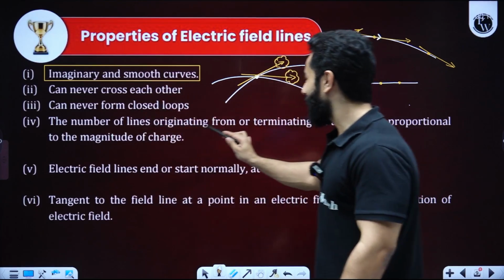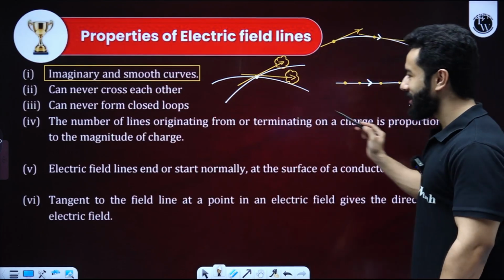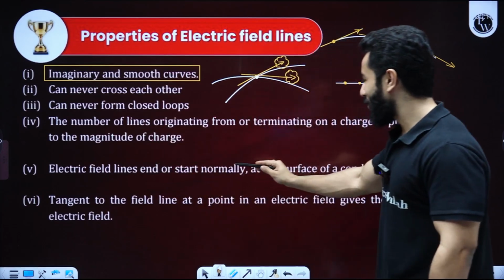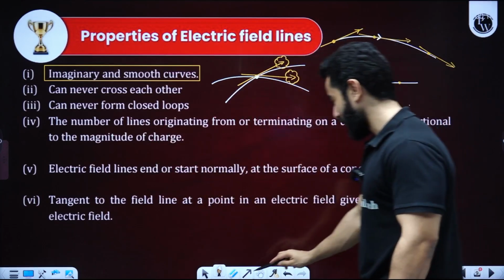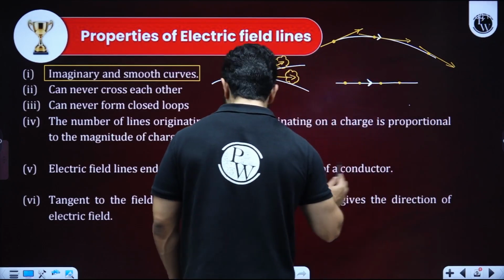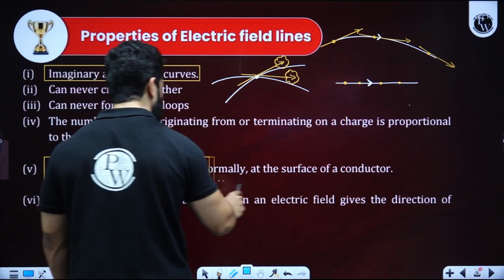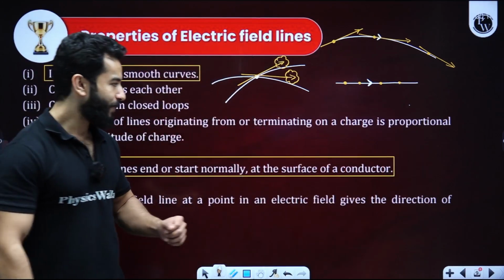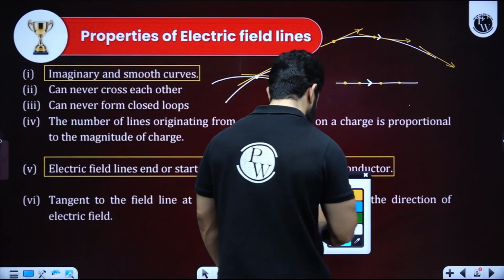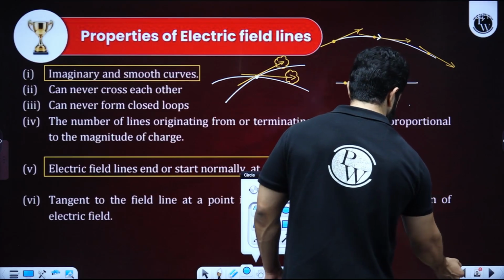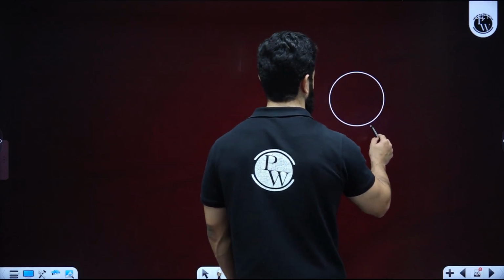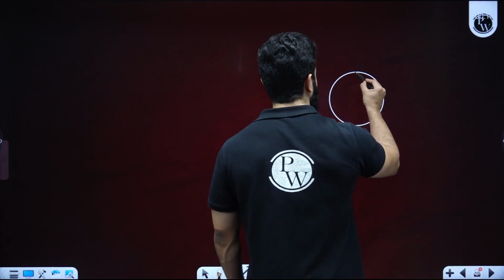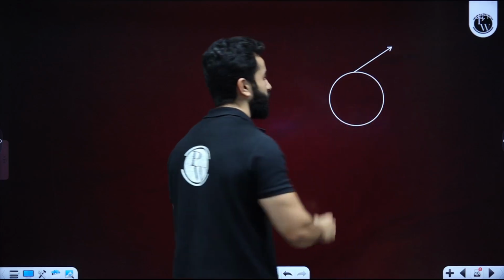The number of field lines originating or terminating on a charge is proportional to the magnitude of the charge. Electric field lines end or start normally at the surface of the conductor. You are going to learn this concept again in electrostatics, but we can understand it over here as well. Let's suppose you have got a conductor like this. An electric field line is not originating normally, but at a certain angle.